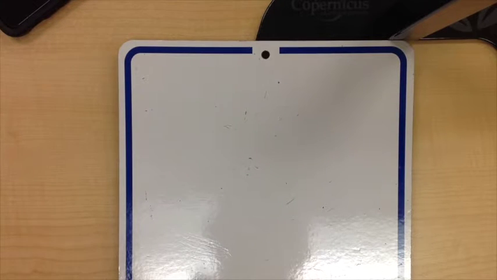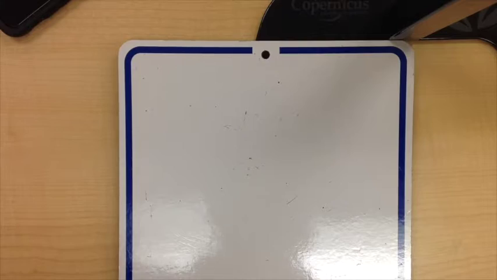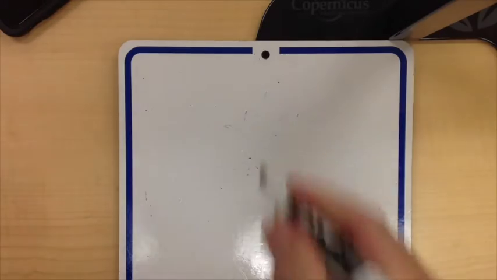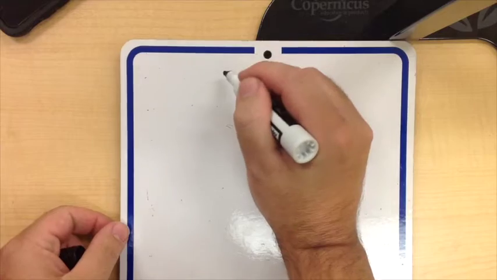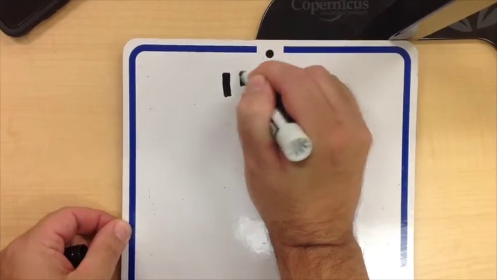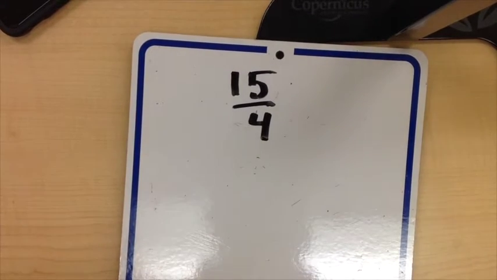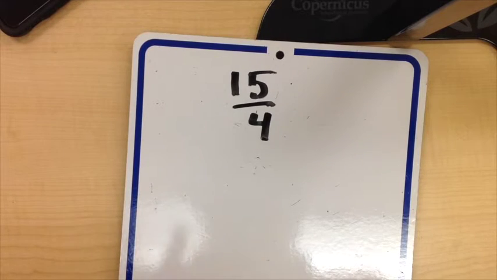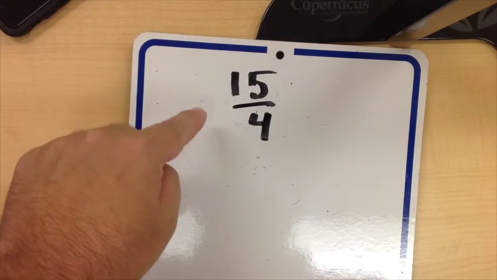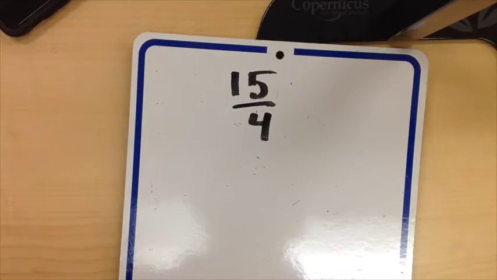Okay, now we're going to go ahead and convert an improper fraction into a mixed number. The process is pretty much just the opposite of converting a mixed number into an improper fraction. So let's take the improper fraction of 15/4. Okay, so that's an improper fraction because the numerator is greater than the denominator. So what we want to do is take a look at this fraction. What it really says is 15 divided by 4. That fraction bar is another way of saying divided by.